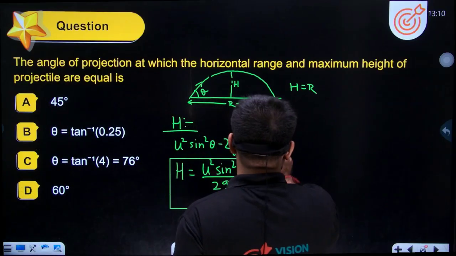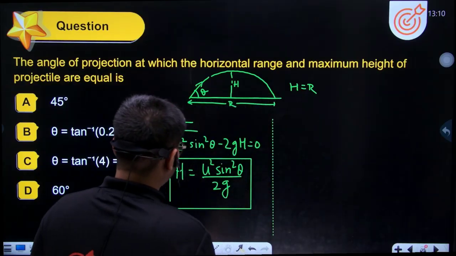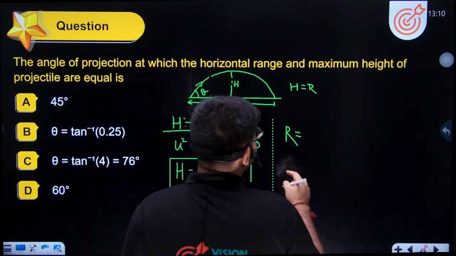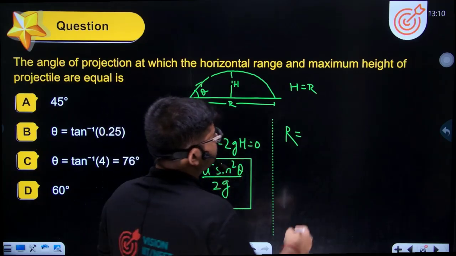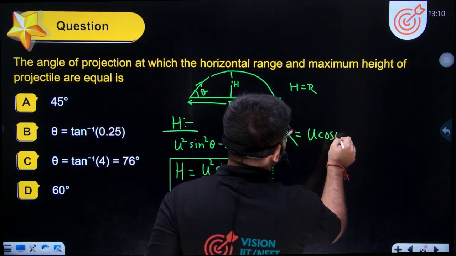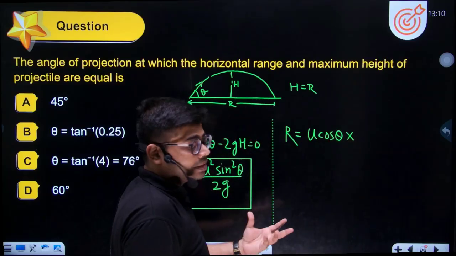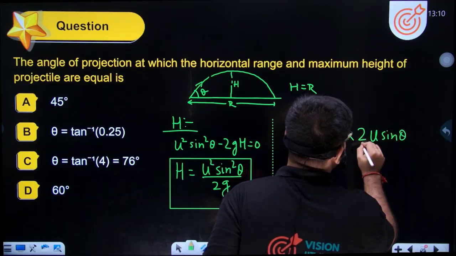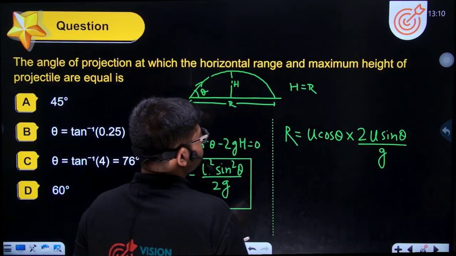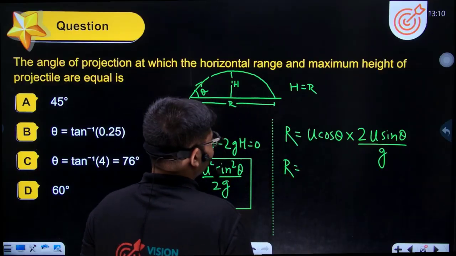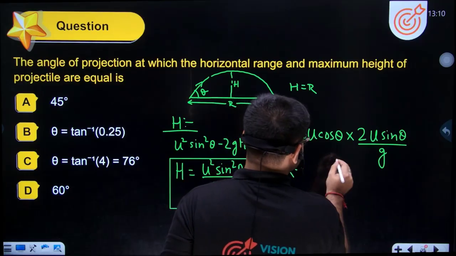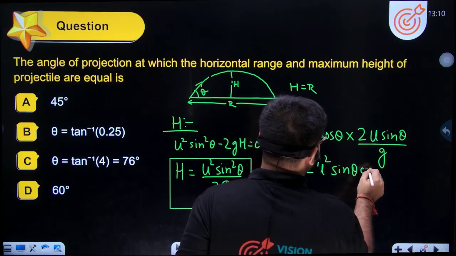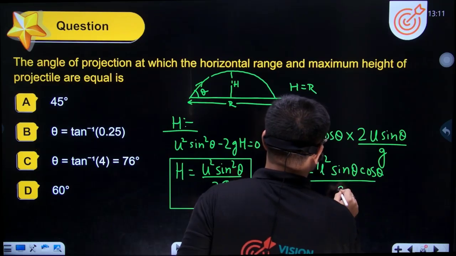Similarly, you can find out the r value. What is going to be the r value? Range is going to be the horizontal component of u into t. So u cos theta into t, where t is the time of flight, 2u sin theta by g, this is the time of flight we know. So your r value is going to be 2u square sin theta cos theta by g. Let us put it in this form only.